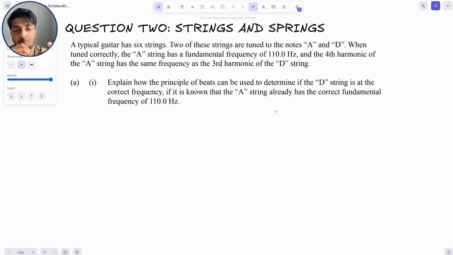There we go. So a typical guitar has 6 strings. 2 of these strings are tuned at notes A and D. When tuned correctly, the A string has a fundamental frequency of 110 Hz, and the 4th harmonic of the A string has the same frequency as the 3rd harmonic of the D string. So explain how the principle of beats can be used to determine if the D string is at the correct frequency if it is known that the A string is already at the correct fundamental frequency of 110 Hz.